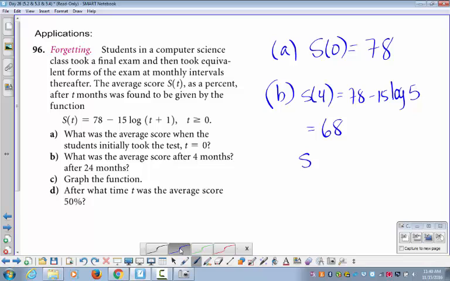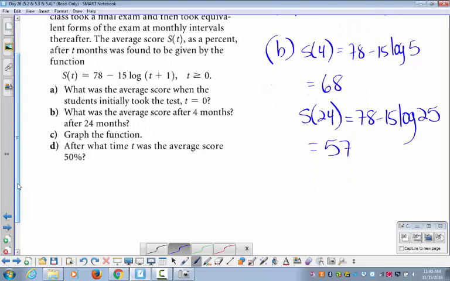After 2 years, which is 24 months, let's see what happens. That's going to be 78 minus 15 times the common log of 24 plus 1, which is 25. So type that into your calculator. 57. All right. Graph the function. We can graph this in decimals. Let's not bother doing that.